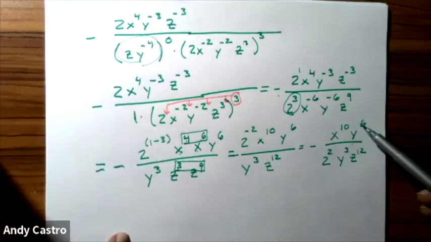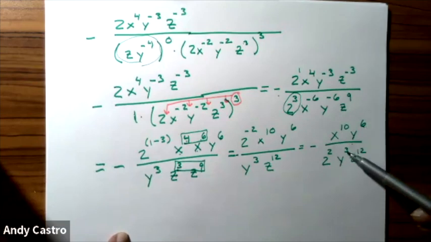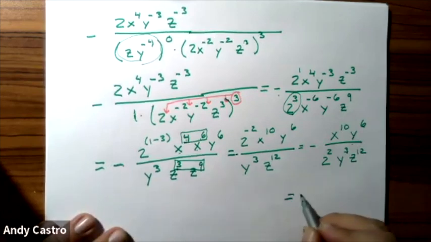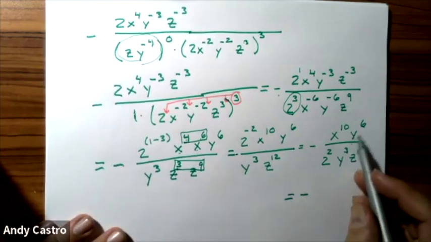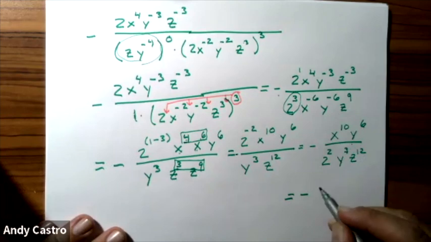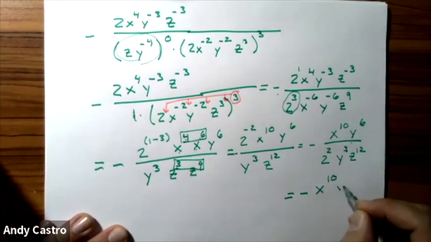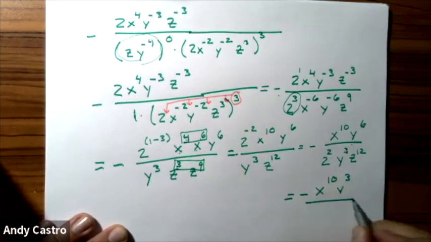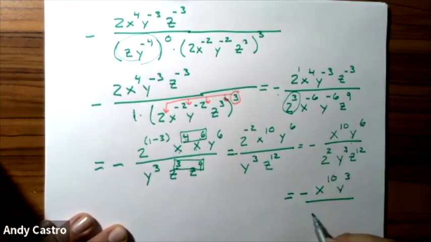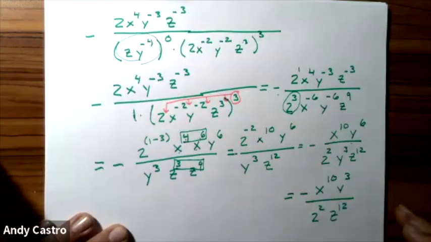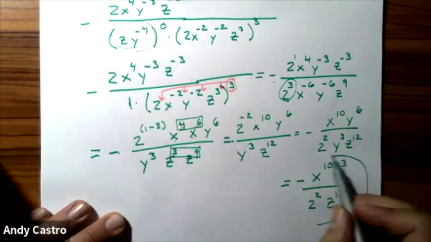Now this y to the 6th over y to the 3rd, that's going to be y to the 6 minus 3. So that's going to be y to the 6 minus 3 is y to the 3rd. So x to the 10th, y to the 3rd over 2 squared, z to the 12th. And that's my final answer.